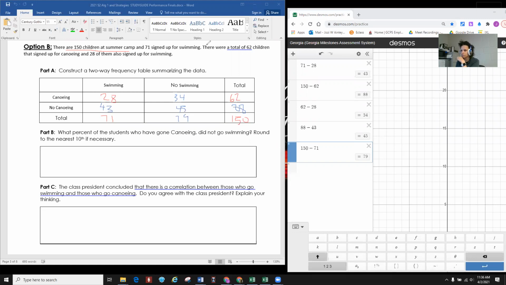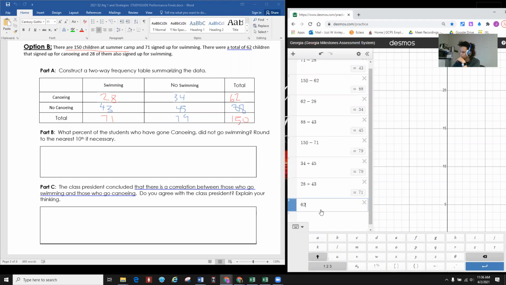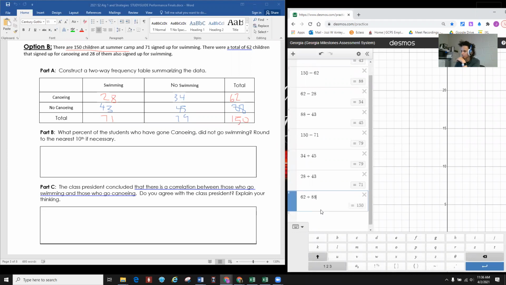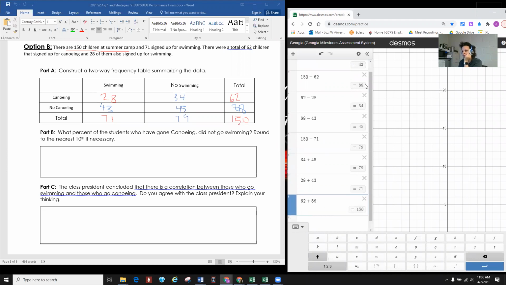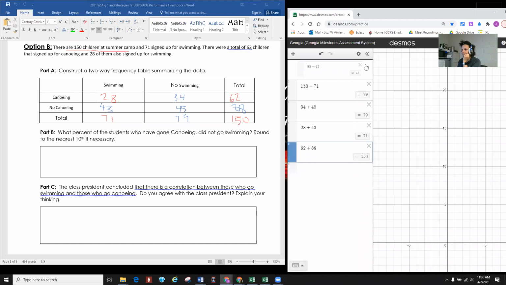And I can double check these numbers to make sure they work, because I know 34 plus 45 must be 79. 34 plus 45. Yep. 28 plus 43 has to be 71. 62 plus 88 has to be 150. And then you can check them across as well, but I'm not gonna do that at this time.